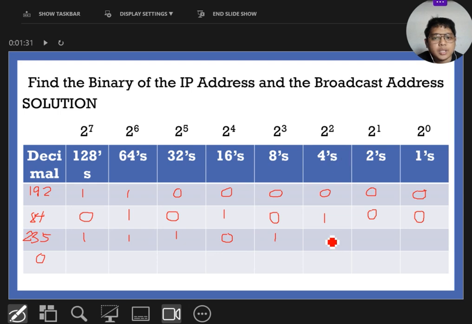So there are 0 fours and 3 remaining. How many 2s are there in 3? We have 1. So 3 minus 2 equals 1. How many 1s are there in decimal 1? 1. Our last octet is 0, so since this is 0, the value here is of course 0.